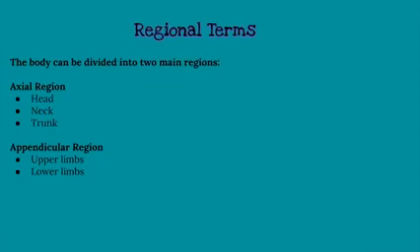The body can be divided into two main regions. There's the axial region, which consists of the head, neck, and trunk. Then there's the appendicular region, which consists of the upper and lower limbs. Now, even the subregions can be divided into smaller regions. I'll actually do a video going over the different regions of the body more in detail, because regions of the body are more of a lab topic, so your professor probably wouldn't expect you to know too much about regional terms for a lecture exam, not unless your professor is a true weirdo.